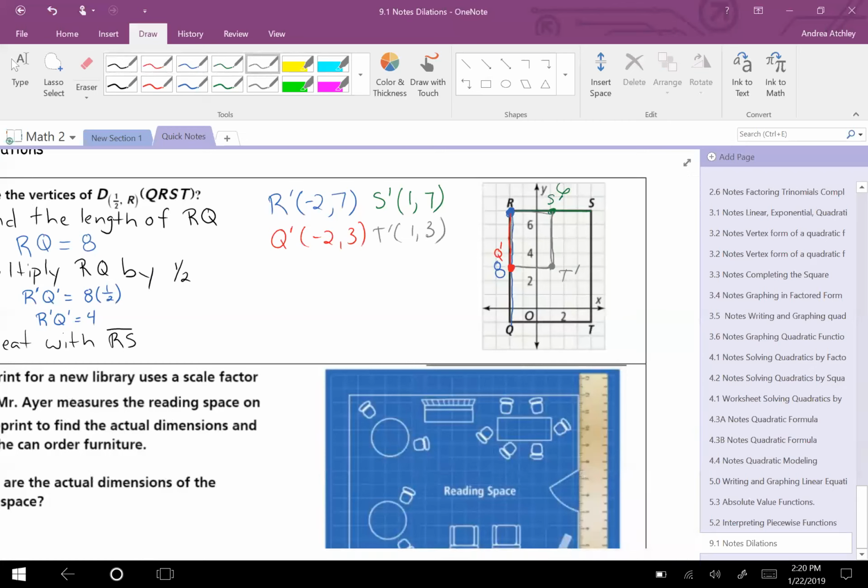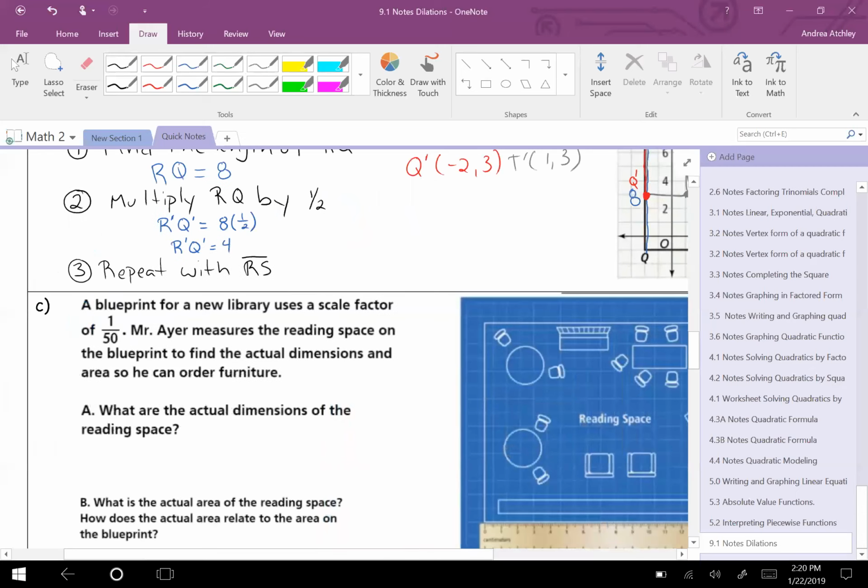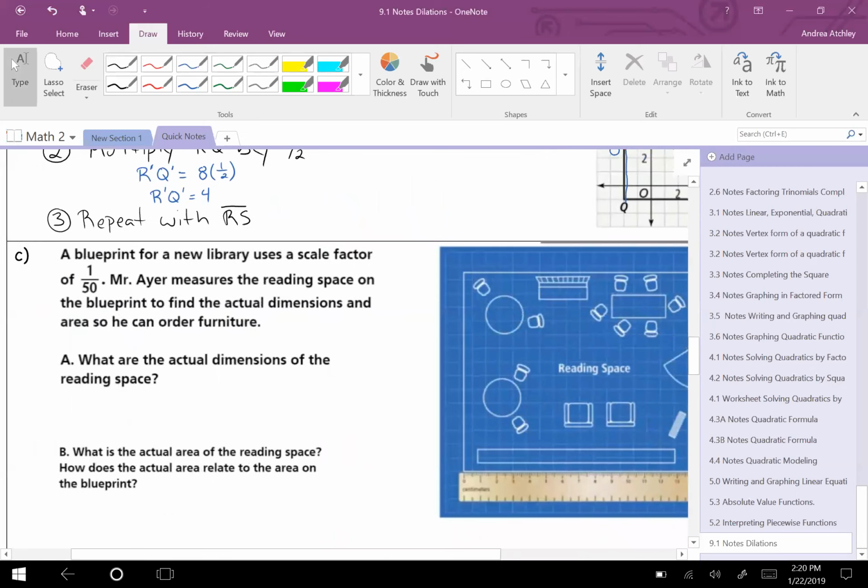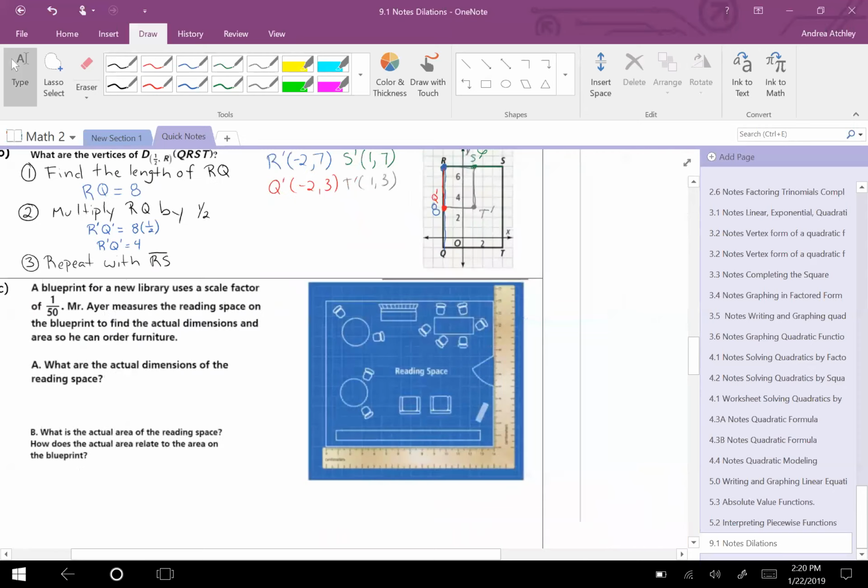Okay, now we're going to apply this. We have a blueprint for a new library using a scale factor of 1 to 50. Mr. Iyer measures the reading space on the blueprint to find actual dimensions and areas so he can order furniture. What are the actual dimensions of the reading space?